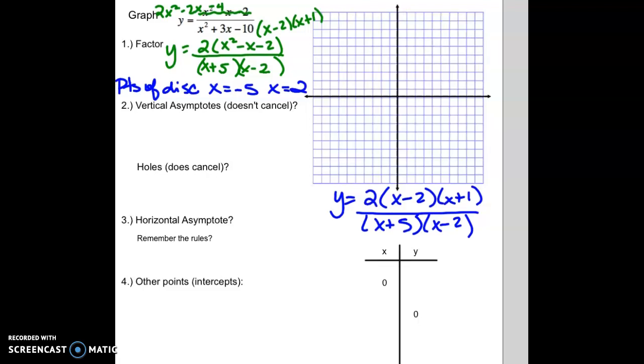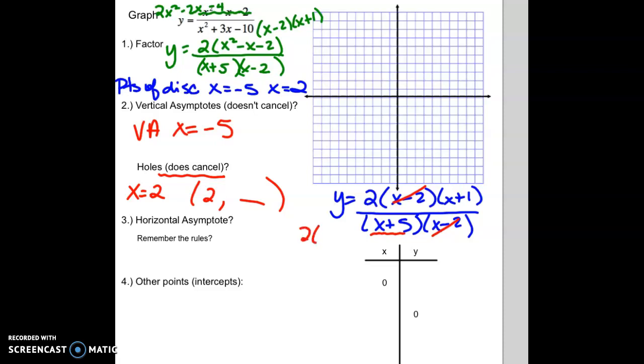Because I can cancel out the x minus 2, this is a case where it does cancel. That means we have a hole at x being 2. So we're going to have to find our y-coordinate for that hole. We'll come back to that. The other point of discontinuity was this negative 5, and since we can't reduce this piece out, that is a vertical asymptote. Looking at our simplified version, if we take out the x minus 2's, we have 2 times x plus 1 divided by x plus 5.